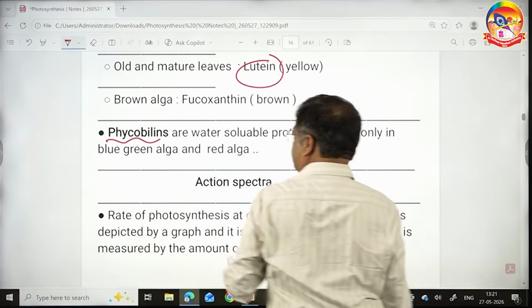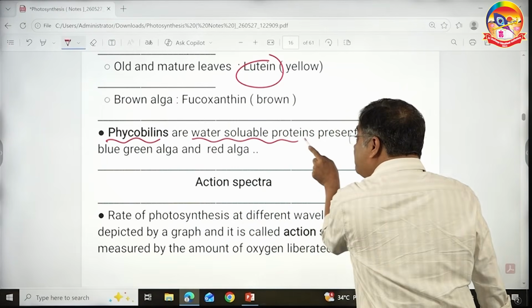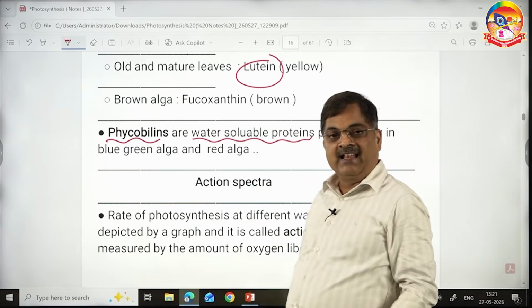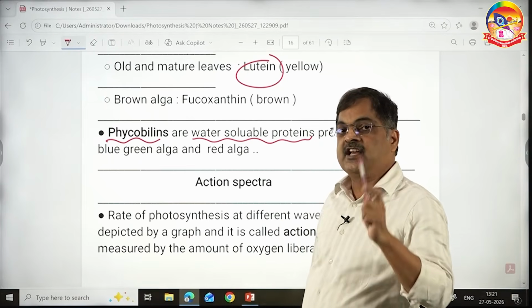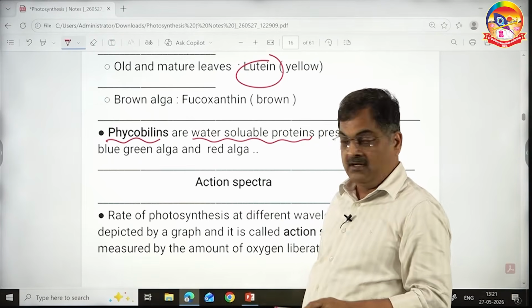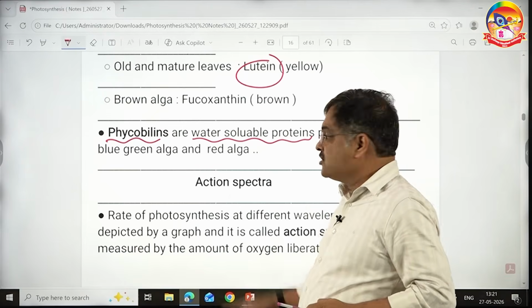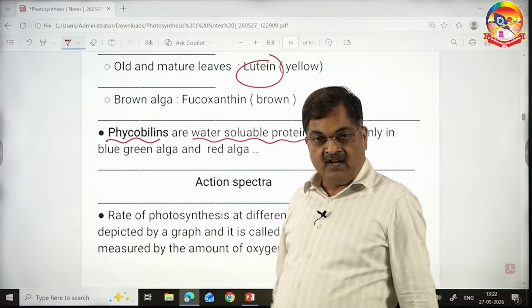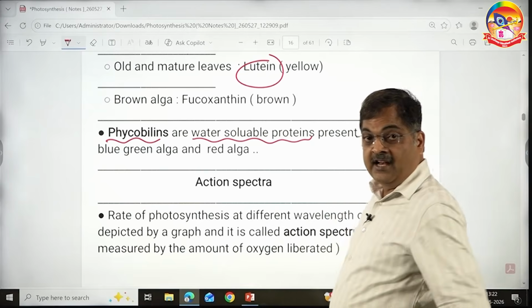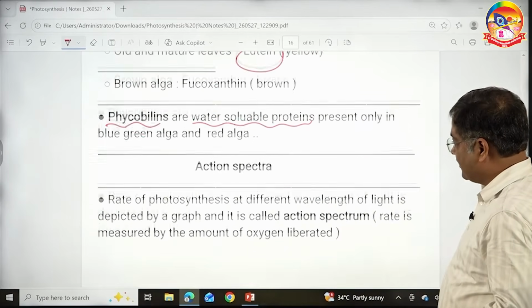Phycobilins. They are water-soluble proteins. This is interesting. Unlike chlorophyll and carotenoids, which are water-insoluble fats, phycobilins are water-soluble protein. The study of alga is phycology. So therefore, phycobilins are seen only in alga. Phycoerythrin, phycocyanin are the 2 types of pigments which are present in alga.